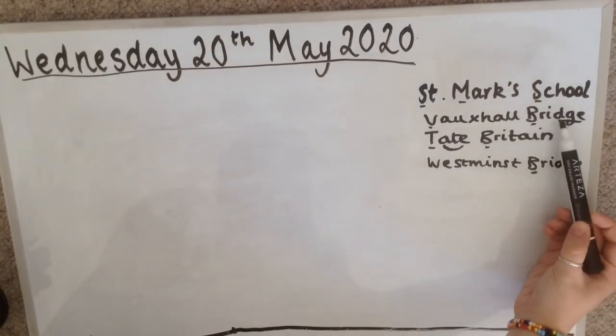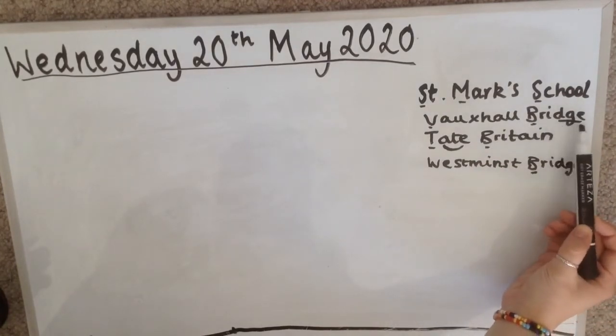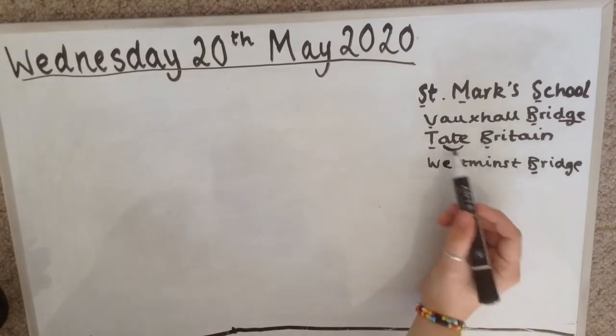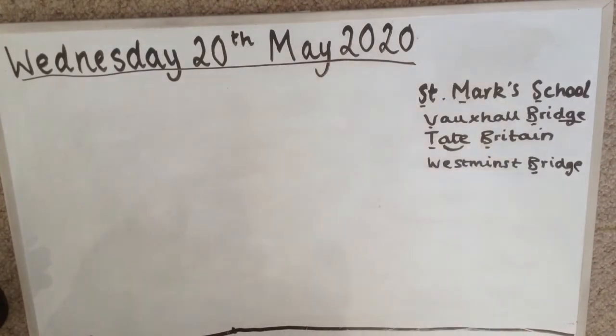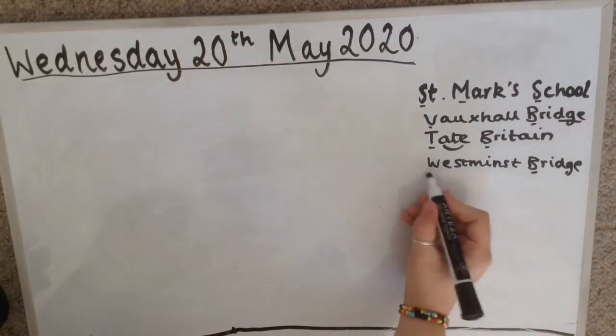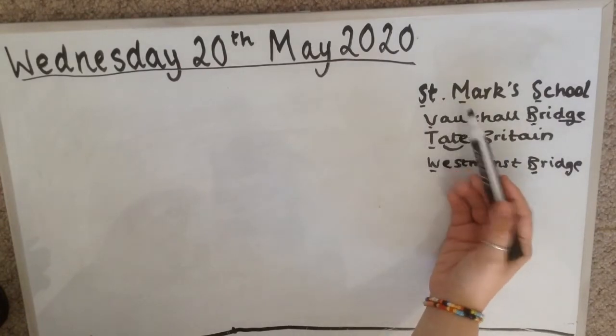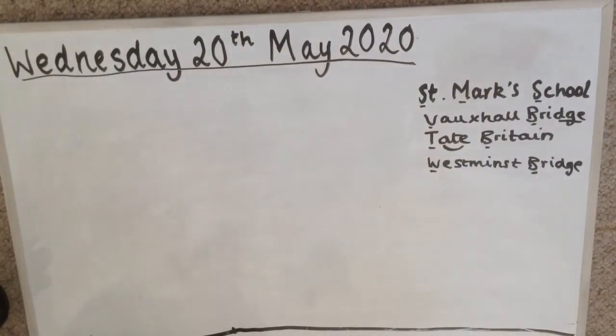For bridge, remember our DGE is making our j sound, and we've got our split digraph A in Tate. And I've also just put little lines underneath all of my capital letters to remind you that these are places, okay? When we have places, remember they are names of places, so we need to have capital letters. And today we are going to be looking at our character themselves.